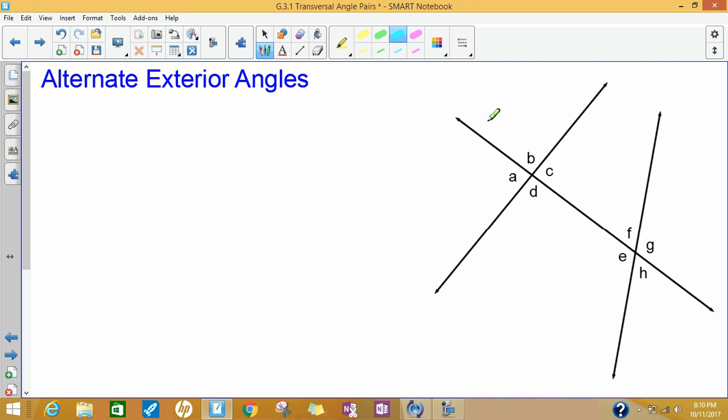My exterior angles are quite the opposite of interior. If D, C, F, and E were interior, then A, B, G, and H are exterior. They're outside of the two lines here. A and G are alternate exterior angles because they're on opposite sides of the transversal, and they're in opposite groups of the four angles. B and H are also alternate exterior angles. They're on opposite sides of the transversal, and they're in the opposite group of four angles. So I have two pairs of those as well.